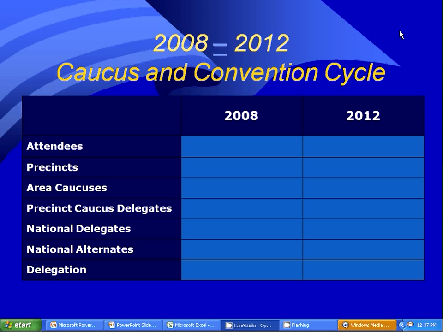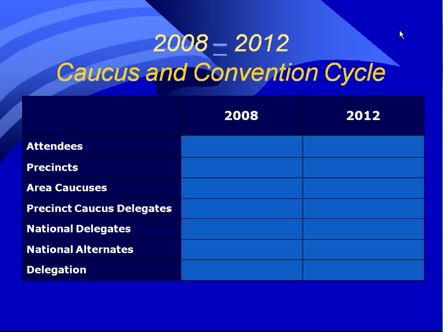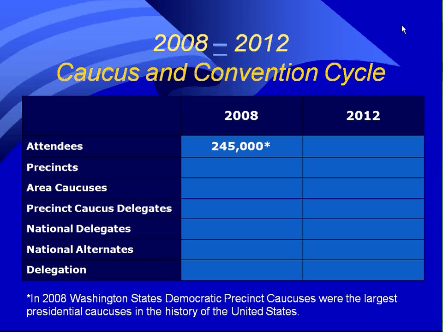So let's take a look at 2008. At the precinct caucuses in 2008, which were held in early February, Washington State had 245,000 attendees. This was a fantastic turnout. And actually, according to everything that we can tell, these were the largest presidential caucuses held in the history of the United States. They were also, according to the Obama campaign, the best-run caucuses of anywhere in the entire country.